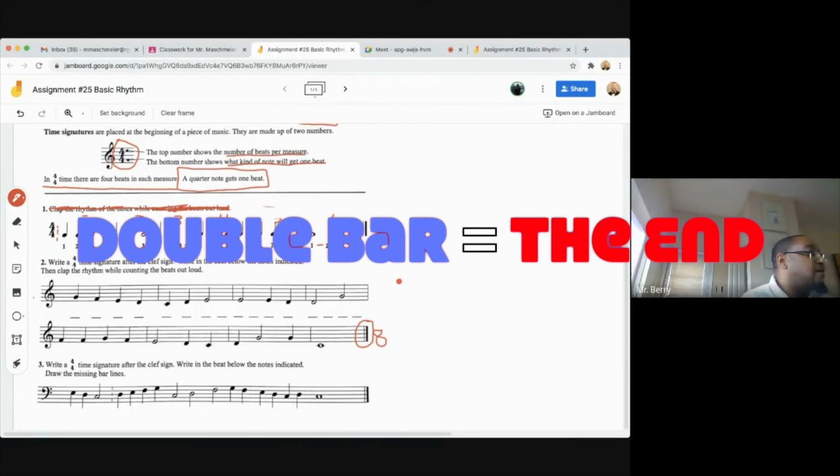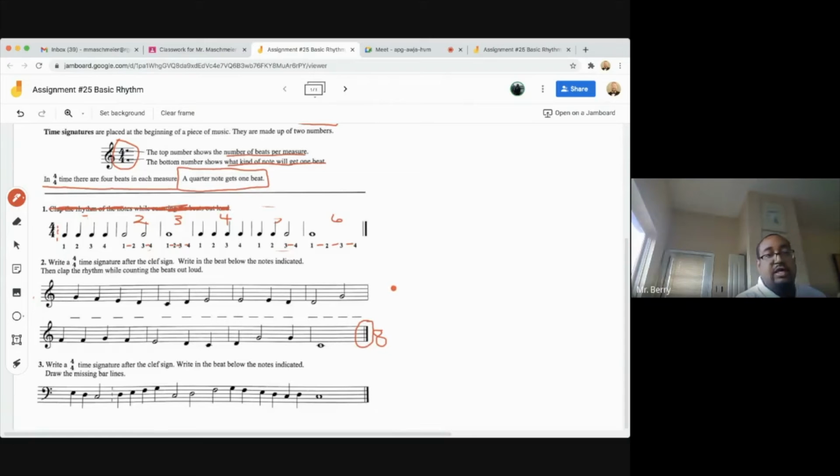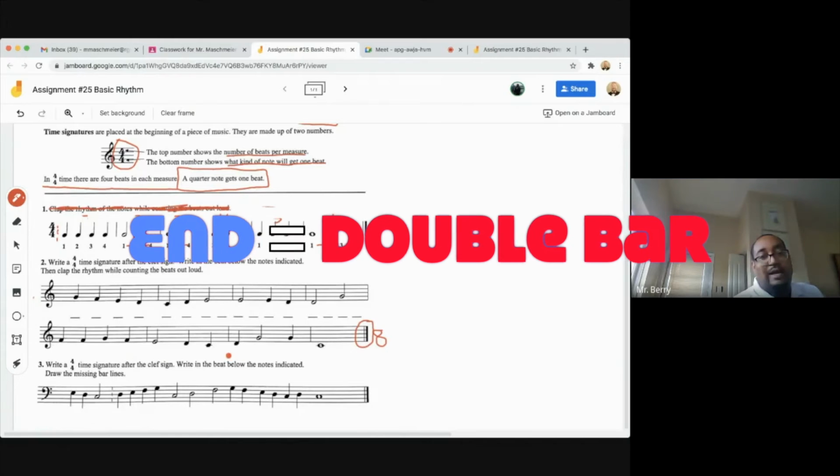that is an indication of the end of the song, the end of the exercise, the end of the piece of music. Okay, it's like the period at the end of the sentence. That's how you know where the end is. Okay, so you count the measures all the way to the end.